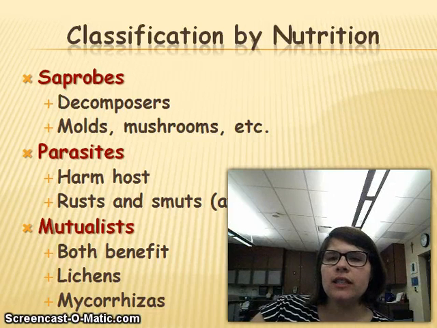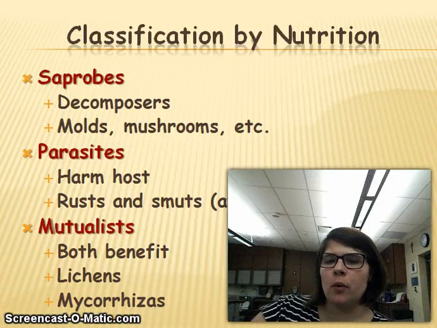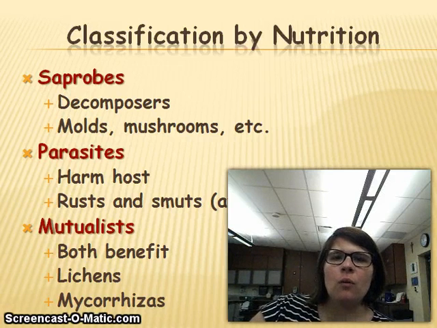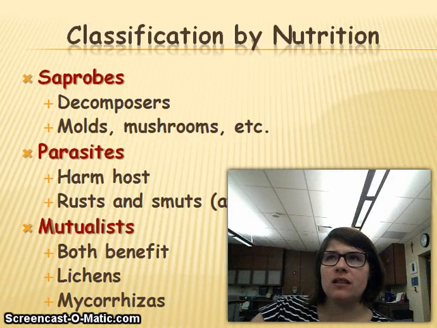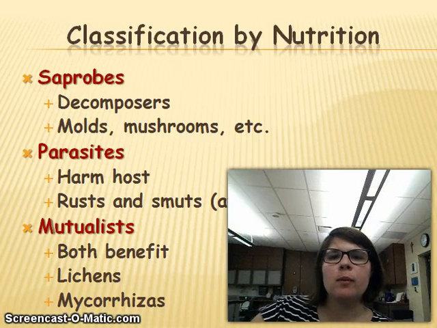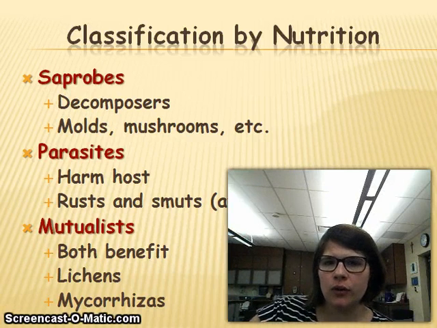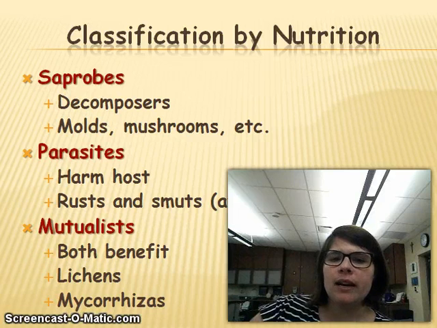Remember, we've already talked about these saprobes, these decomposers, and what those are: molds, mushrooms, things that grow where something is dying. So if you get a moldy orange, that orange is dying. Mushrooms grow where we have dead and decaying matter, and that dead and decaying matter generally is manure. We have parasites. Remember, we saw that it could be a parasite-host relationship with the fungus. Well, we have parasites that are going to harm the host. Rusts and smuts are going to be something like that.